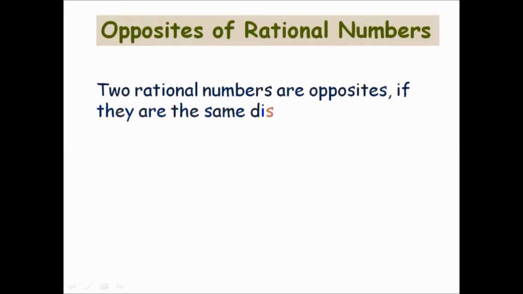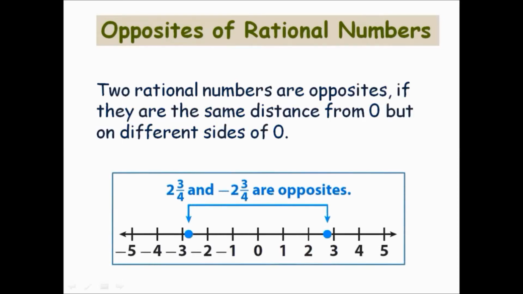Let's find the opposites of rational numbers. Two rational numbers are said to be opposites if they are the same distance from 0 but on different sides of 0. That is, they are the same distance from 0 but in opposite directions. Here I have given an example. The diagram shows the numbers 2 3 by 4 and minus 2 3 by 4 on the number line. They are at equal distance from 0 but in opposite directions.